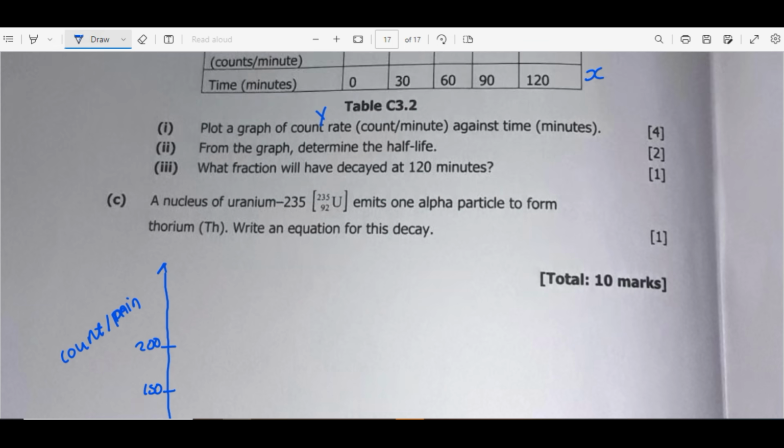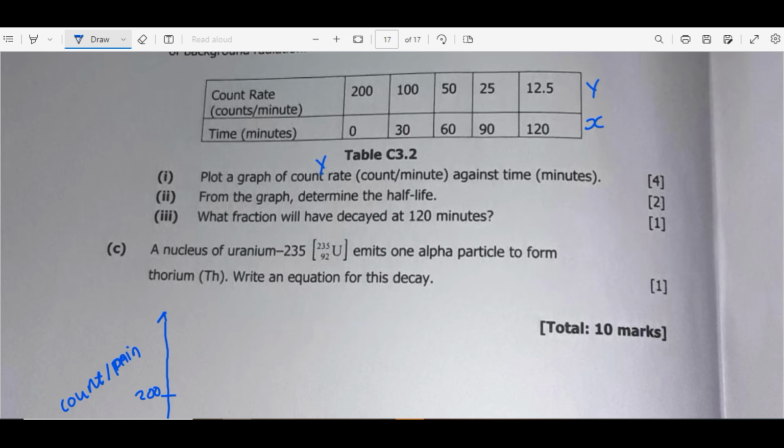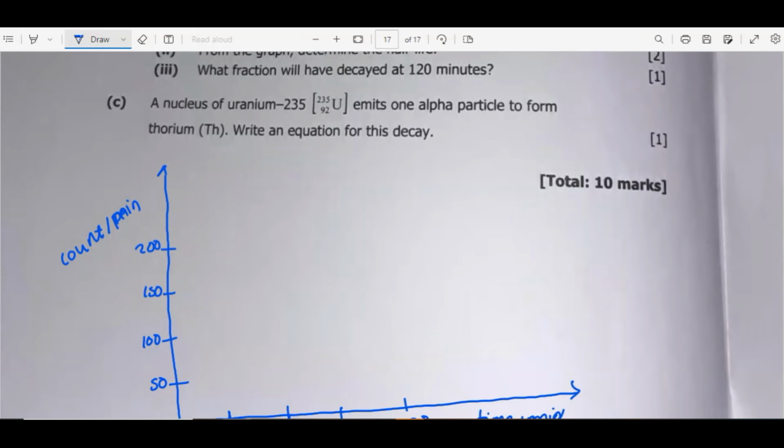In the x-axis, 0, 30, 60, we'll say 2 centimeters represent 30 units: 30, 60, 90, 120, time in minutes. The first one, 200 at 0, is here.